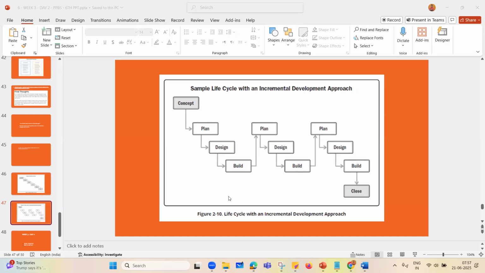If it is time-boxed, it means start time and end time are defined. After the end time, one delivery has to go to the customer, and then it repeats with a new set of delivery with the new components. Those will combine and get delivered. So here the concept is that requirement has to be understood, then plan, design, build, then deliver. When build happens, it means deliver.